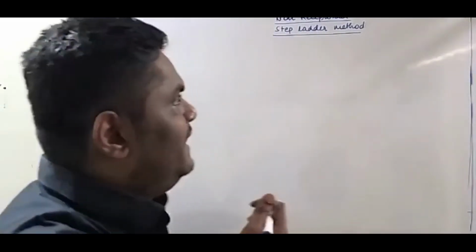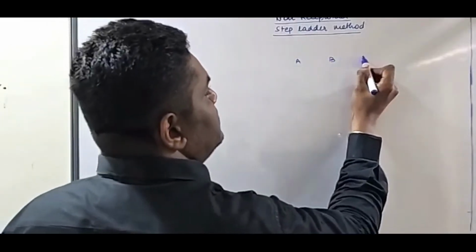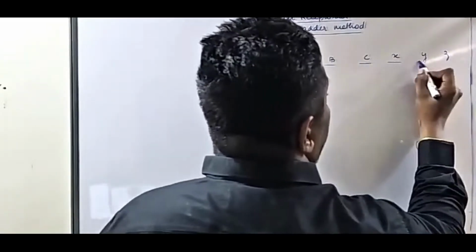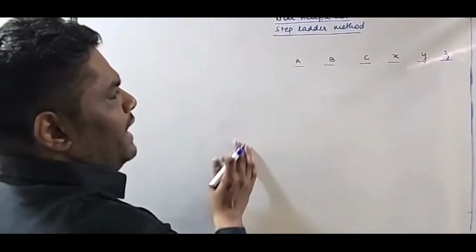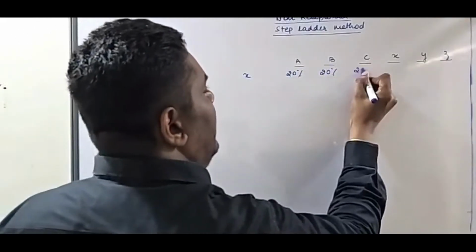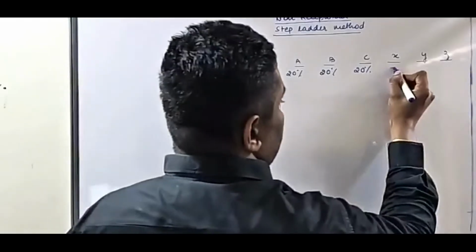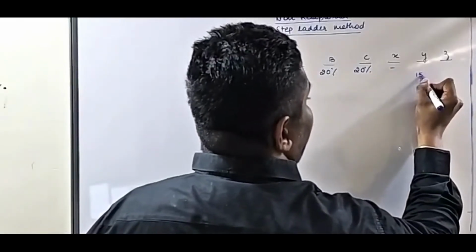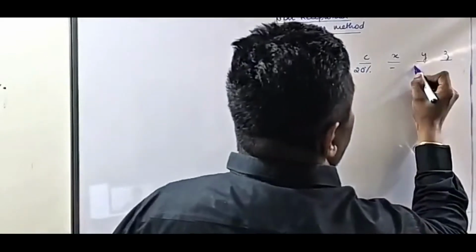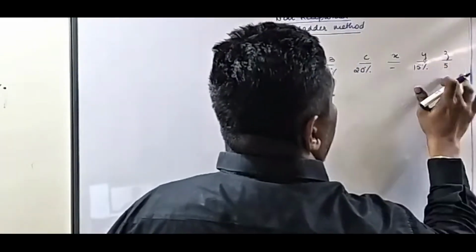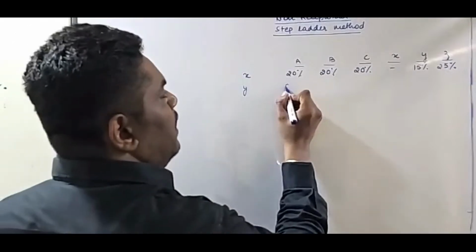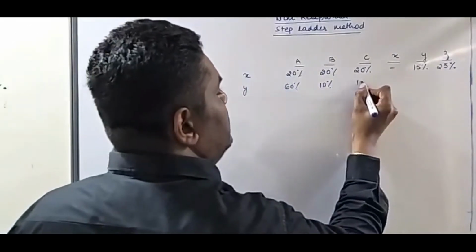Now, let's say there are three production departments A, B, and C, and three service departments X, Y, and Z. Now, when talking about the percentage of distribution of X, Y, and Z, 20% goes to A, 20% to B, and 20% to C. Now, 15% goes to Y and 25% goes to Z. When talking about Y, it is 60% to A, 10% to B, 10% to C.